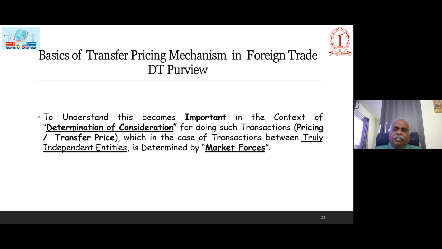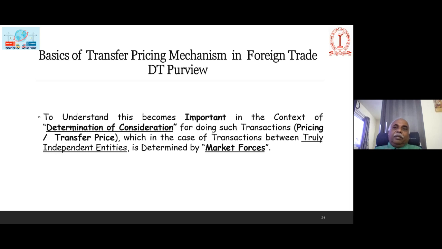Determination of consideration during such a transaction is pricing, the transfer price, which in the case of a transaction between truly independent entities is determined by market process. Whenever I am selling goods to others, I'm always thinking about the market price, demand and supply gap. If the demand for the product is there, I have to charge more. But within the company, once I am transferring goods or services to my entities or associates, the same logic, the same formula should be adopted.